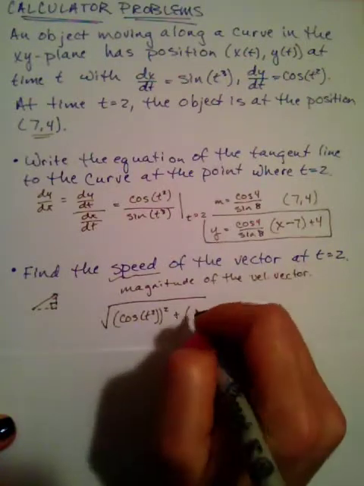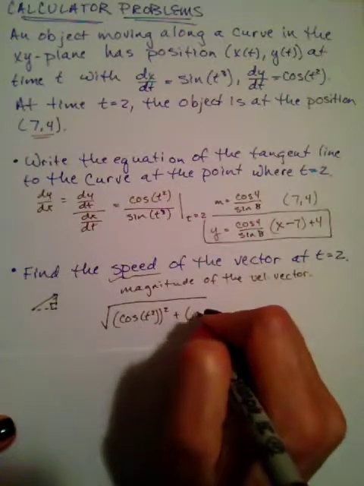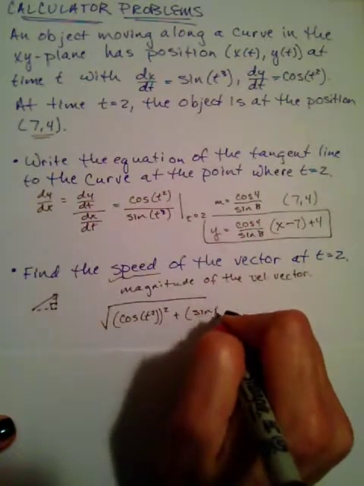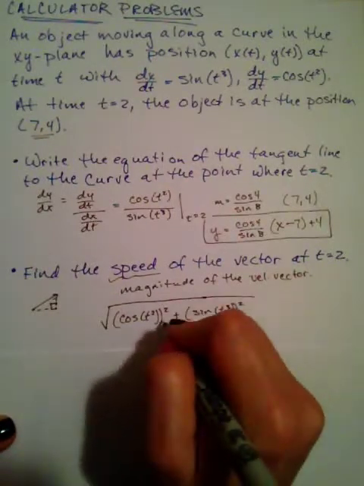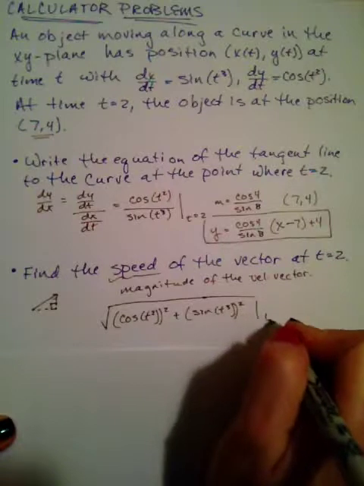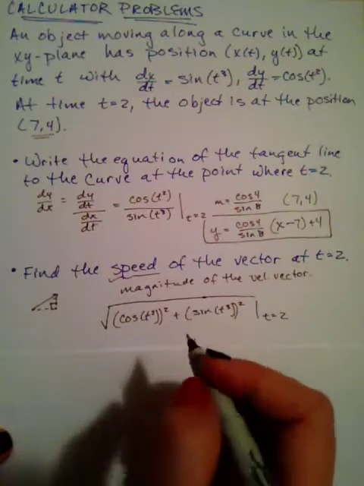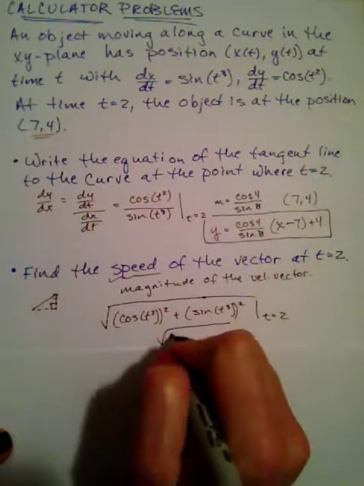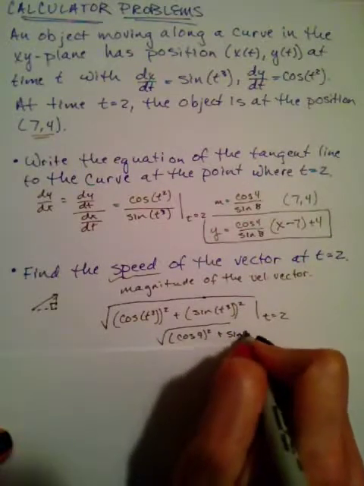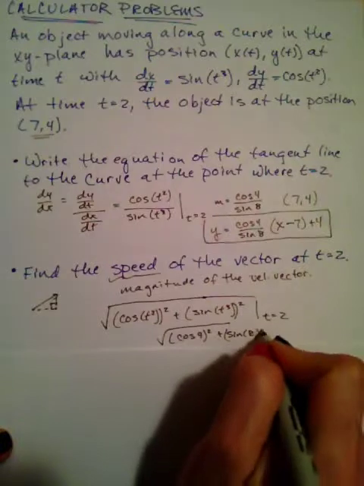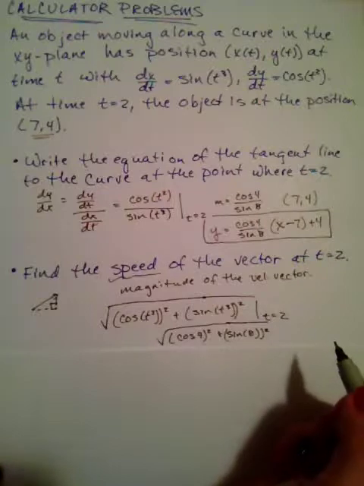So our dx dt is cosine of t squared, plus then our dy dt is, I just switched that, this is dy dt, and then we have dx dt is sine of t cubed squared. Since addition is commutative, it doesn't really matter. We want this at t equals 2. So I'm very simply going to plug 2 into the t values here. We have the square root of cosine of 4 squared plus sine of 8 squared. And whatever this is, is the speed of the vector at t equals 2.